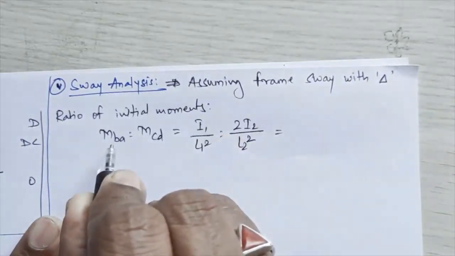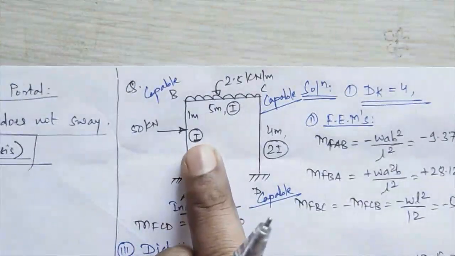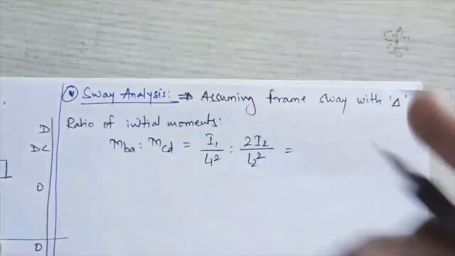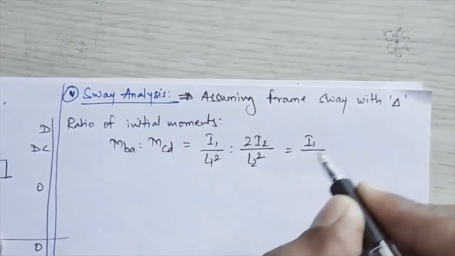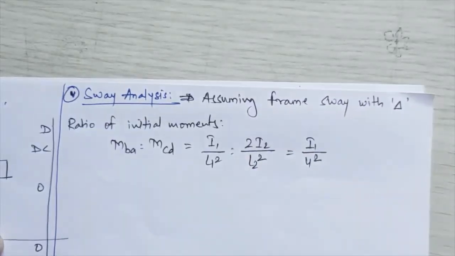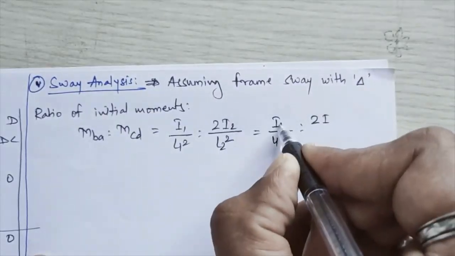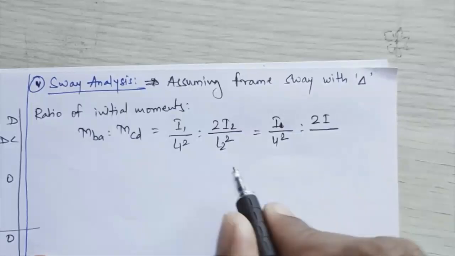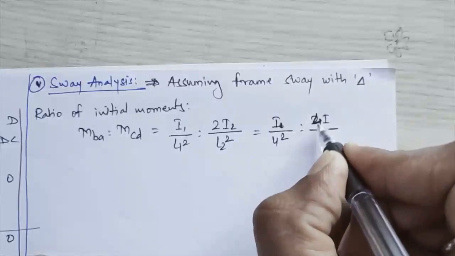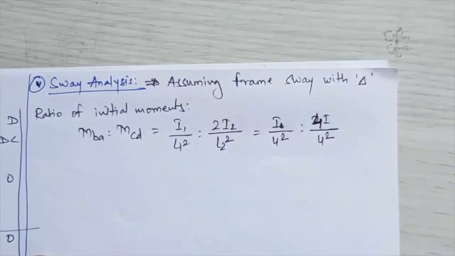That is, I for your BA member is given to you as I, and for CD it is given as 2I. So I'll substitute that. I get I1 divided by the length of BA, which is 4 square, is to 2 of I divided by 2 of 2I. So that will become 2 into 2, 4I, divided by again 4 square.